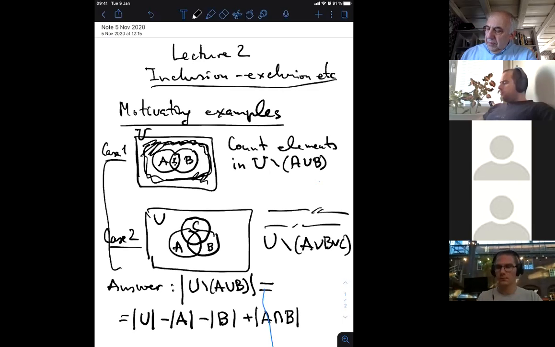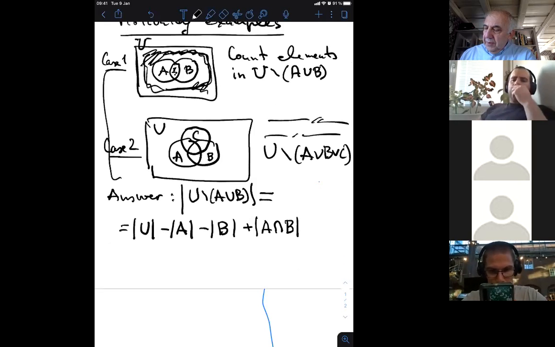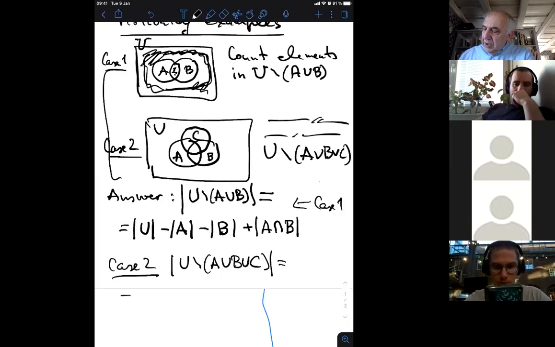So this is case one. Now, if we want to treat case two, we have to do one further step. We want to count the number of elements in the complement to the union of A, B and C. So we start with the number of elements in U. We subtract A, we subtract B, we subtract C.